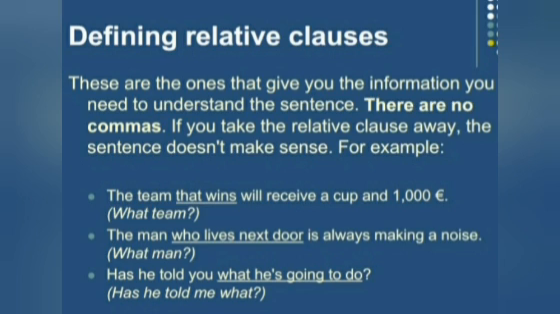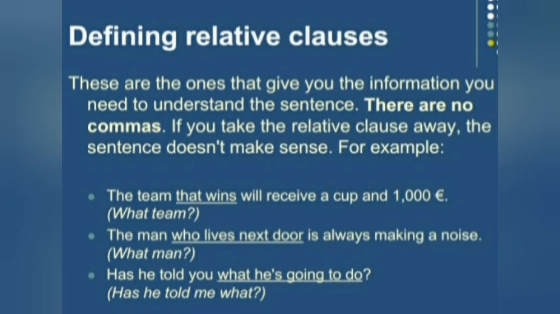Now, if I take away this clause from here, who lives next door को मैं हटा दूँ, so you are left with: the man is always making a noise. Now there are thousands of people living in your colony, in your area. How to find out which man is making the noise? So you have to identify. So this clause is giving you important information, essential information for you to understand the man who lives next door, मतलब बगल में जो रह रहा है, that is the person who makes noise.